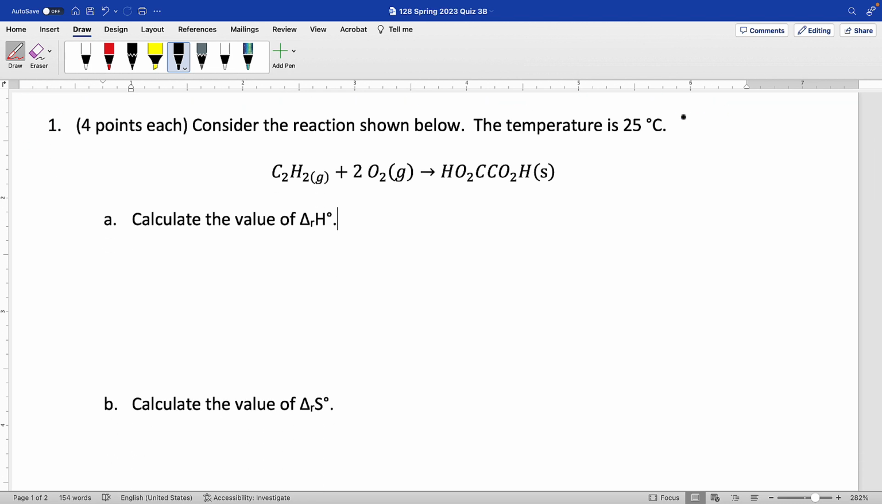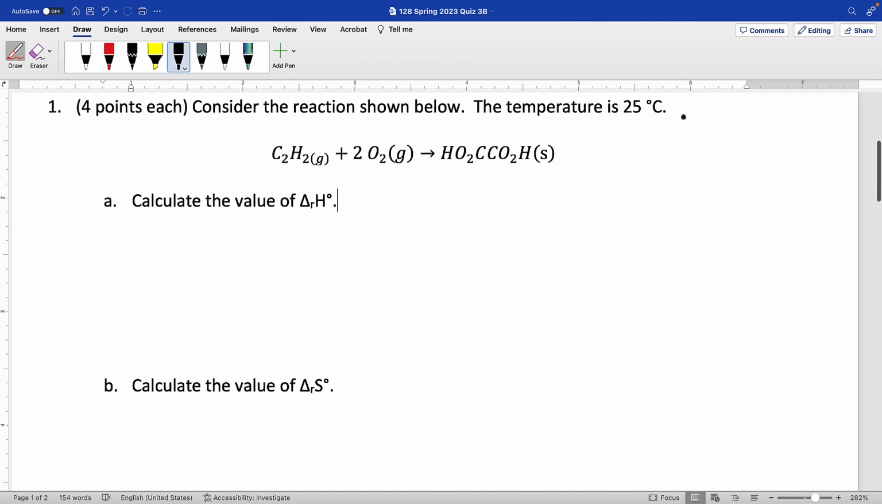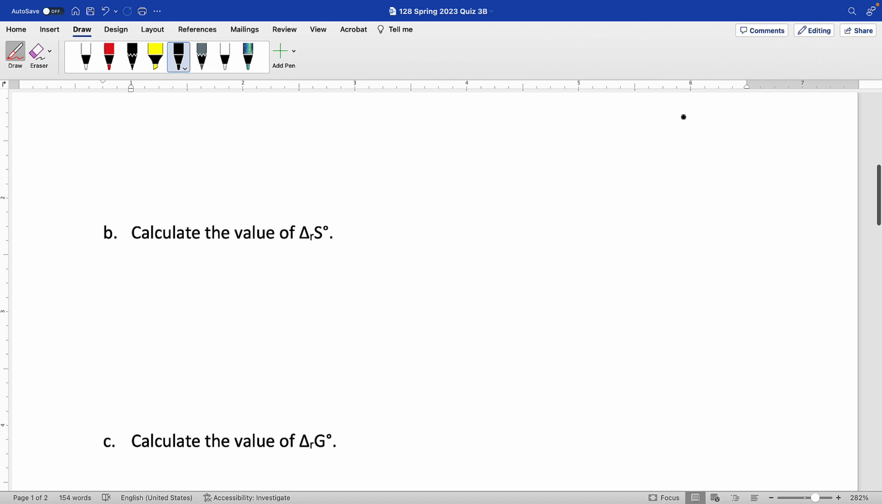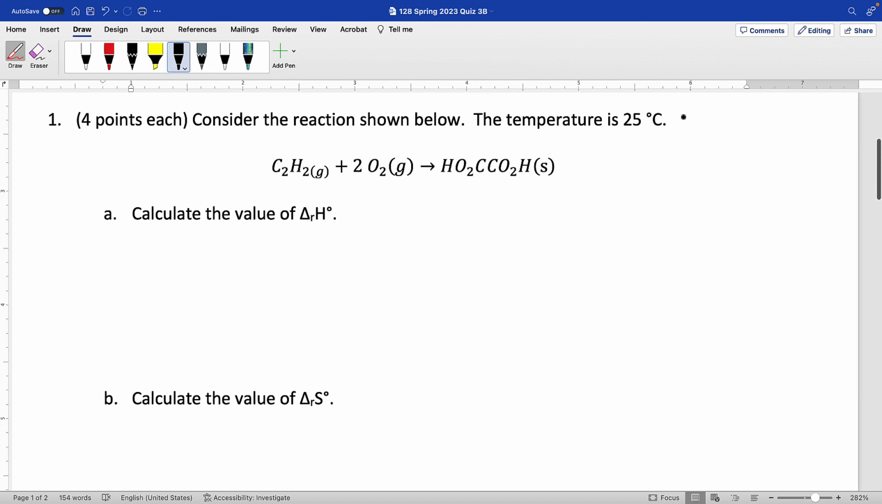Consider the reaction below. The temperature is 25 degrees C. We are supposed to calculate some thermodynamic parameters: delta H standard, delta S standard, delta G standard. To do this, we're going to have to use the data on the equation sheet. So let's go ahead and see how we do this.